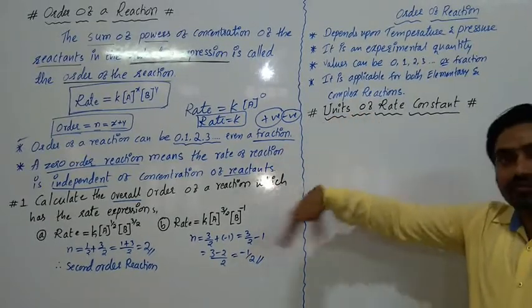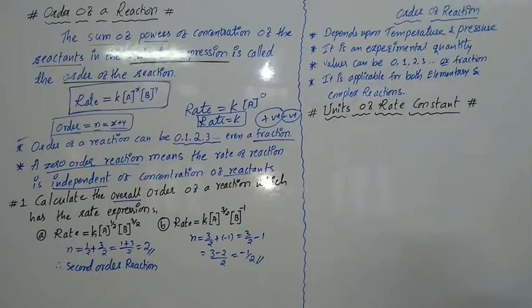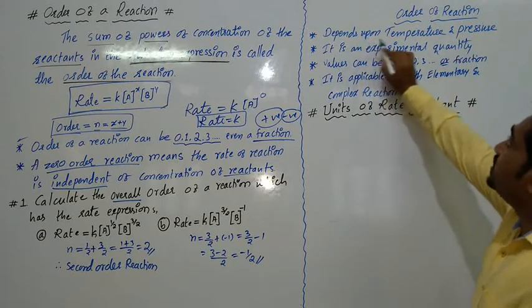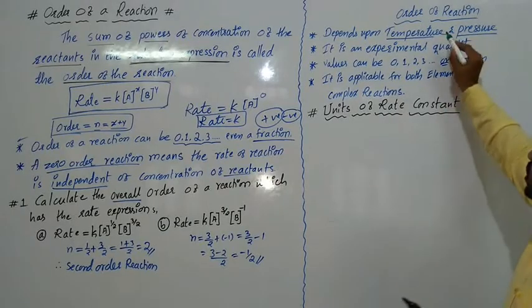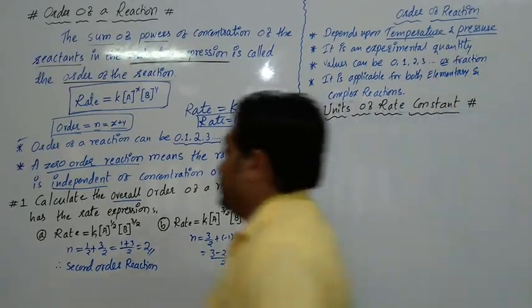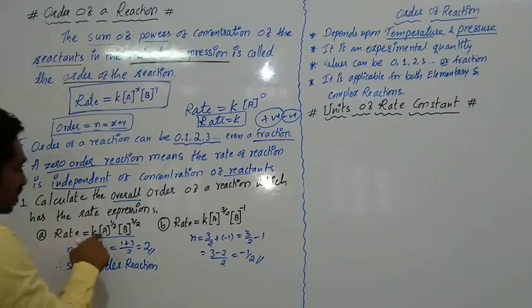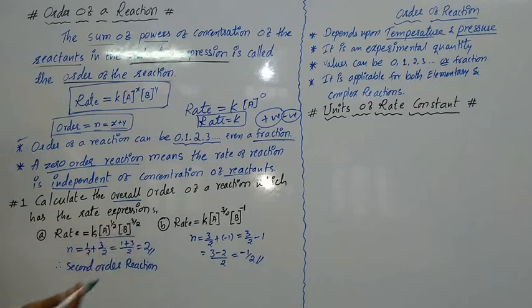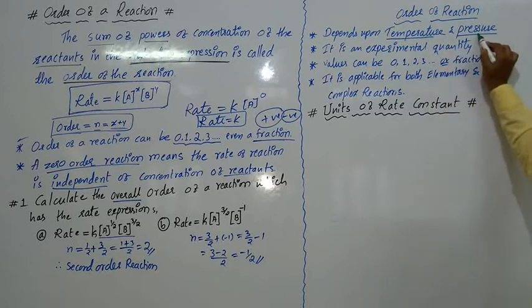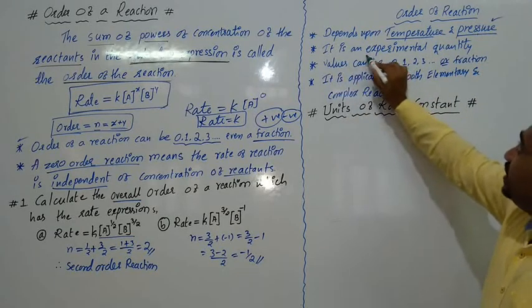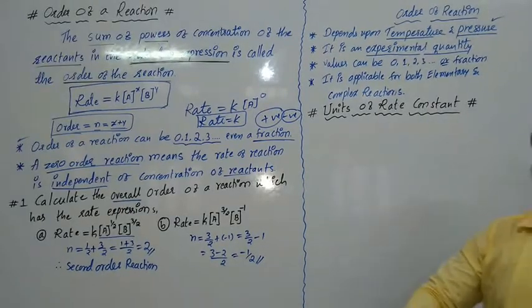We have understood what is the exact meaning, and let us see the order of a reaction as a summary. Order of reaction depends upon temperature and pressure. As temperature and pressure change, the concentration changes. As the concentration of reactant changes, their order also changes. Therefore, order of a reaction depends upon temperature and pressure. It is an experimental quantity. It is most important. Order of a reaction is an experimental quantity.